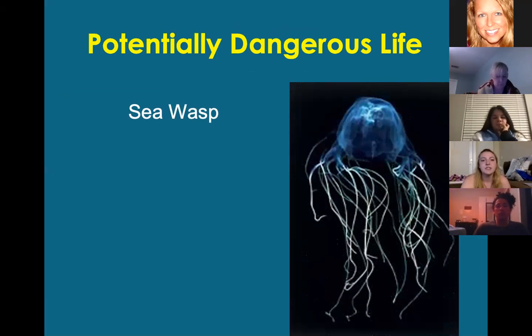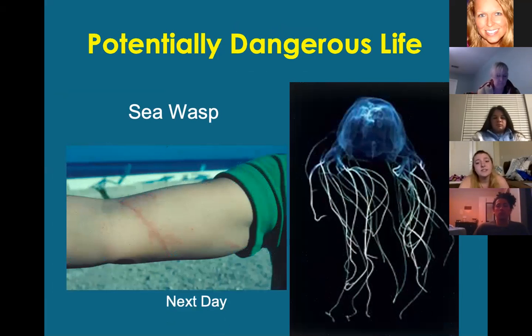So, potentially dangerous life: sea wasp. They'll sting you and it's pretty bad. Has anyone been stung by a jellyfish actually? Maybe. If you're from Florida, probably, yeah. It's pretty common here. Stung by a jellyfish. Yeah. It's not fun. It hurts. It doesn't feel anything like a sea wasp though, thankfully.